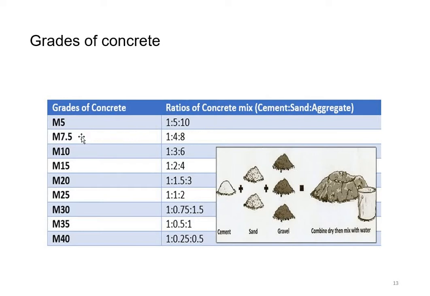Again, M7.5, 7.5 Newton per mm square, you can see. The ratio of the mix is 1:4:8. That is, if you are taking one bag of cement, you need to take 4 bags of sand and 8 bags of coarse aggregate. And the compressive strength, after testing it after 28 days, must be 7.5 Newton per mm square. And this continues. Okay, you can go through that.